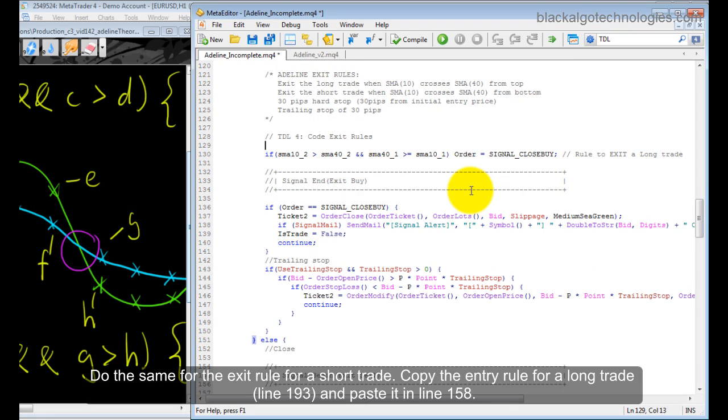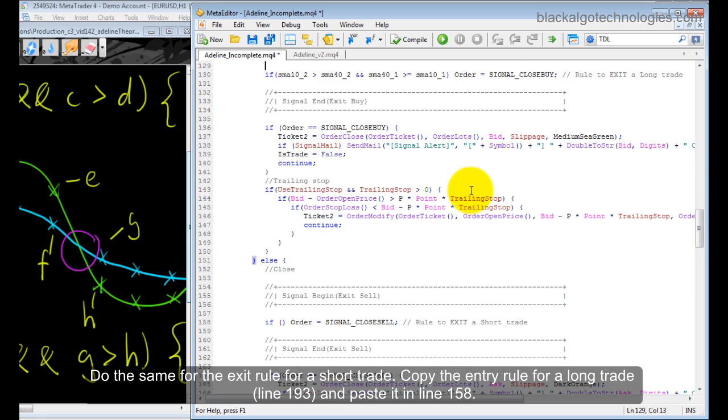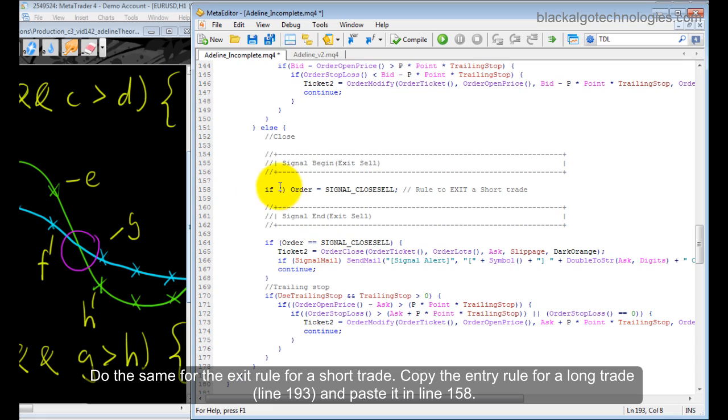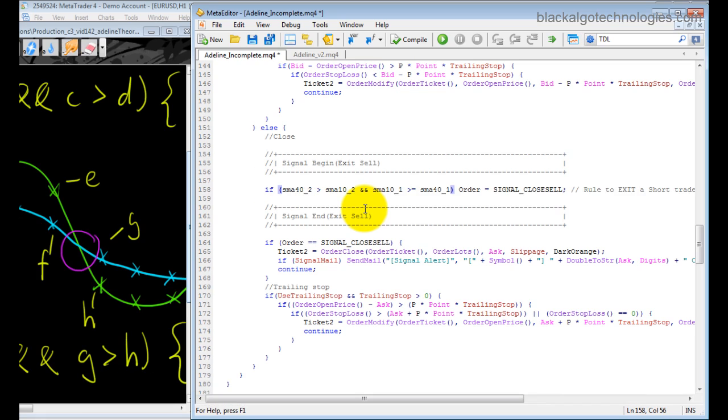Same thing for the exit rule for a long trade. Exit rule for a short trade. Copy the entry rule for a long trade at line 193 and paste it at the exit rule for a short trade at line 158. And the exit rules are done.